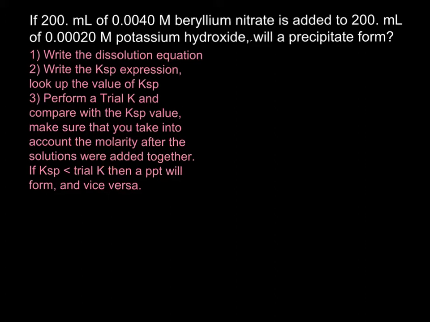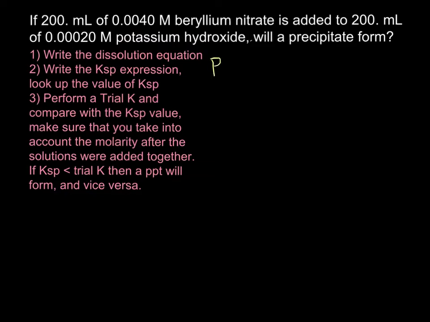Now, just as we have in the previous problems, we're going to start with the dissolution equation. Something to note for both of these is that the beryllium is with a nitrate, which we know to be completely soluble, and the hydroxide is with potassium, which we know to be completely soluble. So both of these two solutions are going to have molarities of the ions equivalent to the molarity provided. Alright, so let's write it for those two.